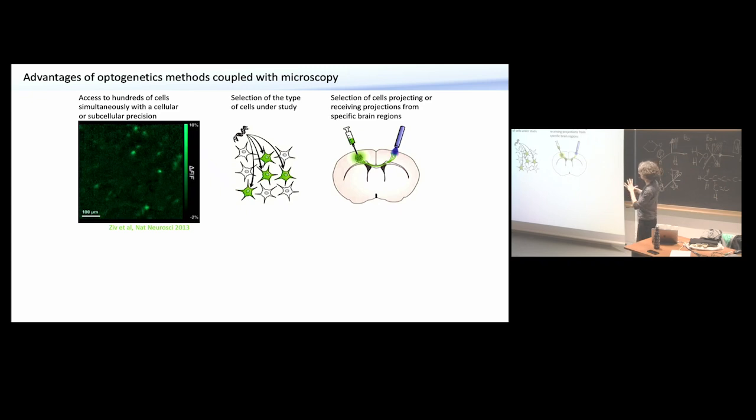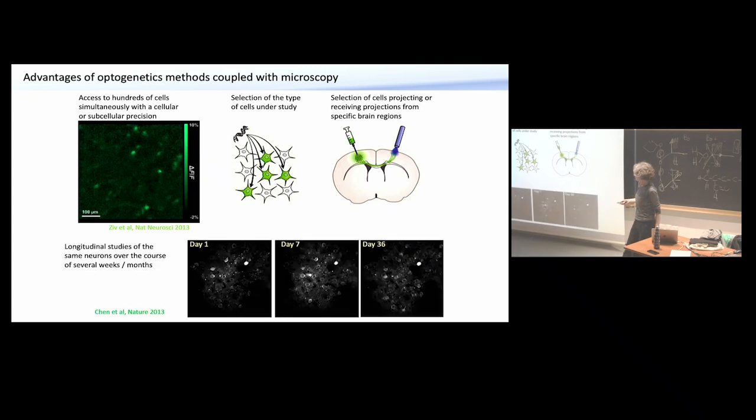So this allows us to also study where the cells are projecting and also target specific projecting cells. And one of the most important advantages compared to electrophysiology is that you see the cells and you can image the same cells over and over. For example, here until 36 days, you find the same cells again, and you can look at how their coding is varying with time. With electrophysiology, this is for now impossible.